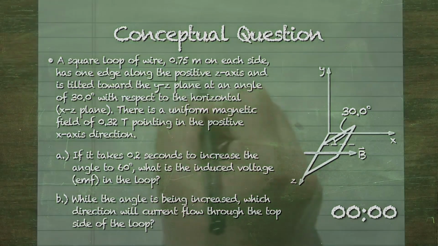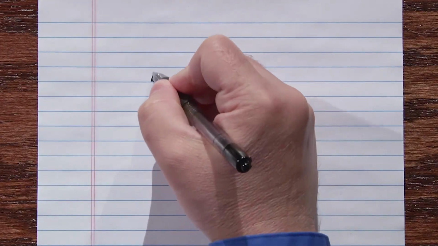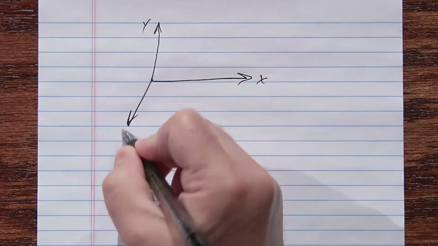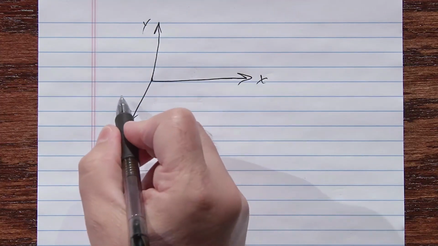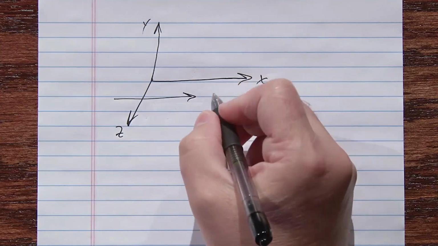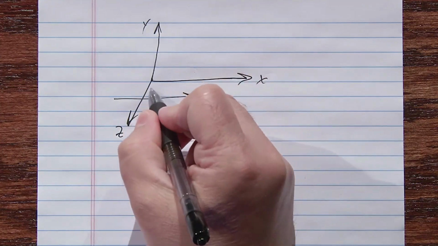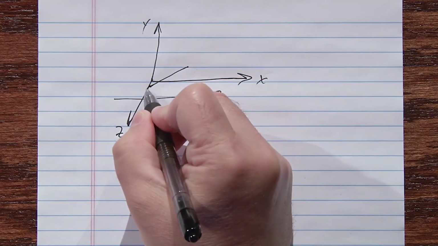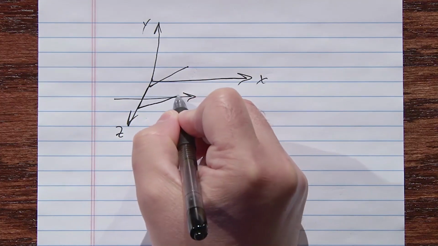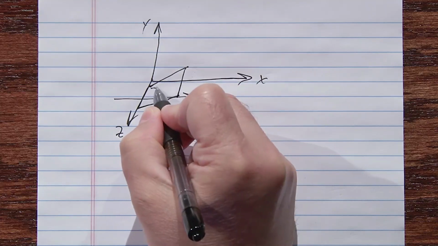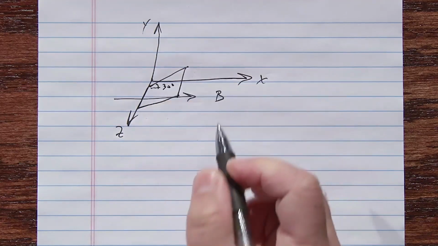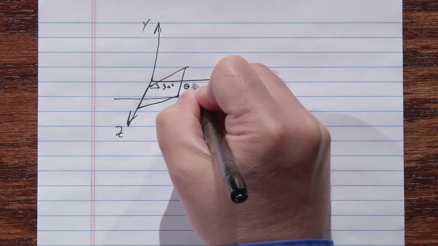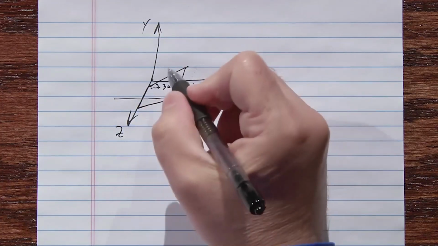Okay, let me reproduce that diagram that we were given. X, Y, Z. The magnetic field is in the X direction, and our loop initially makes an angle of 30 degrees with respect to it. So that would be, I'm going to write that as theta initial. Theta initial is 30 degrees.